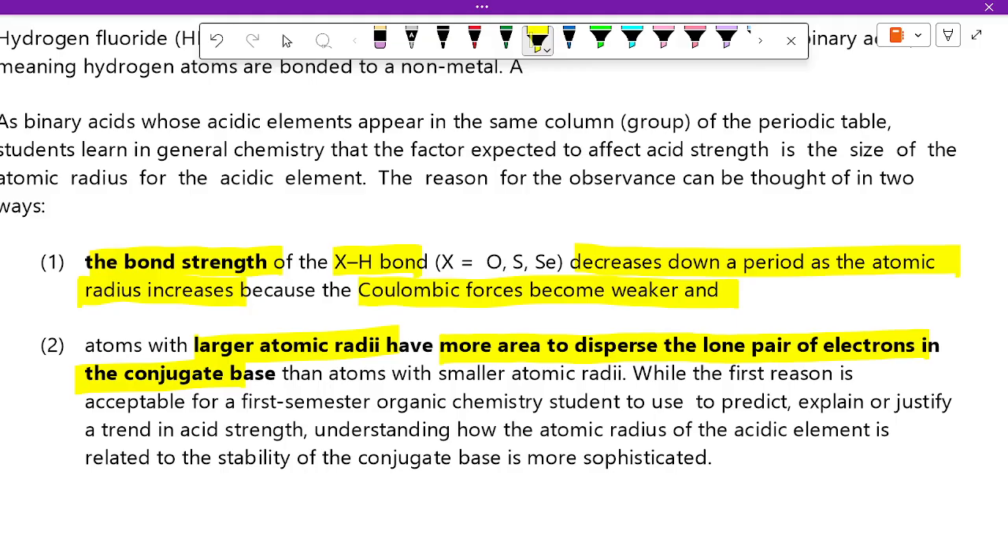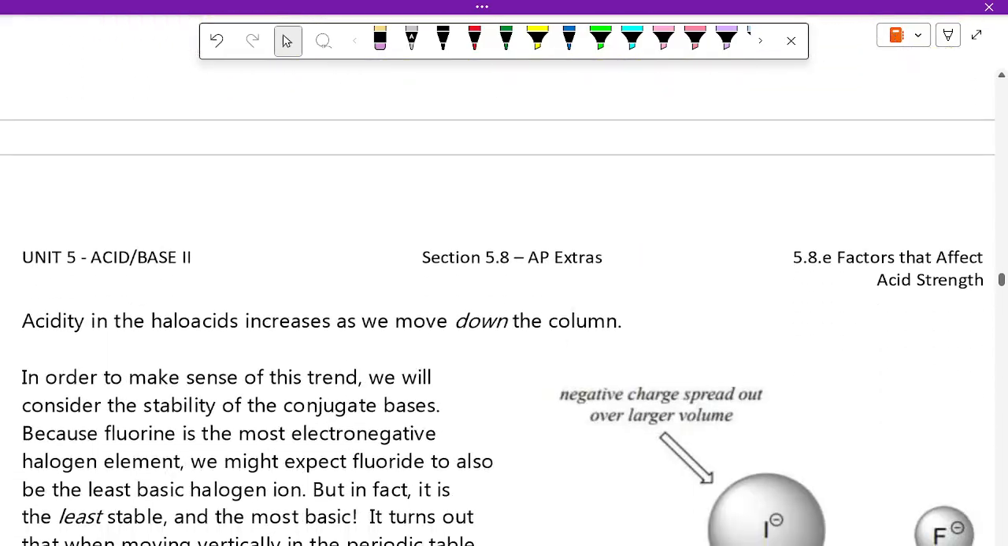So they're just saying that this is the better reason. Right? They're saying that the stability of the conjugate base is a more sophisticated level of explanation. Does that matter to you? No, because you're a first-year student, right? I don't know.